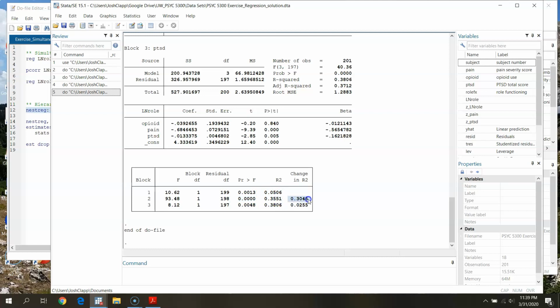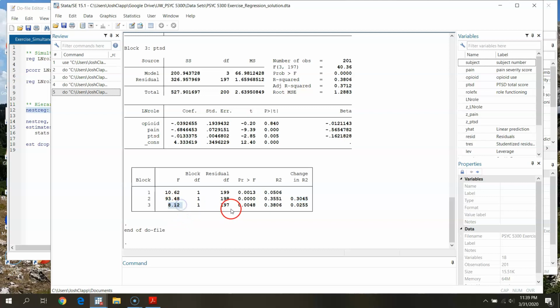And we're seeing that change in R square is about 0.30-ish, right? So about a 30% increase from about 5% to 35%. And here's the change there. And this p-value is associated with this change statistic here. Okay. Step 3 of the block where we add PTSD.